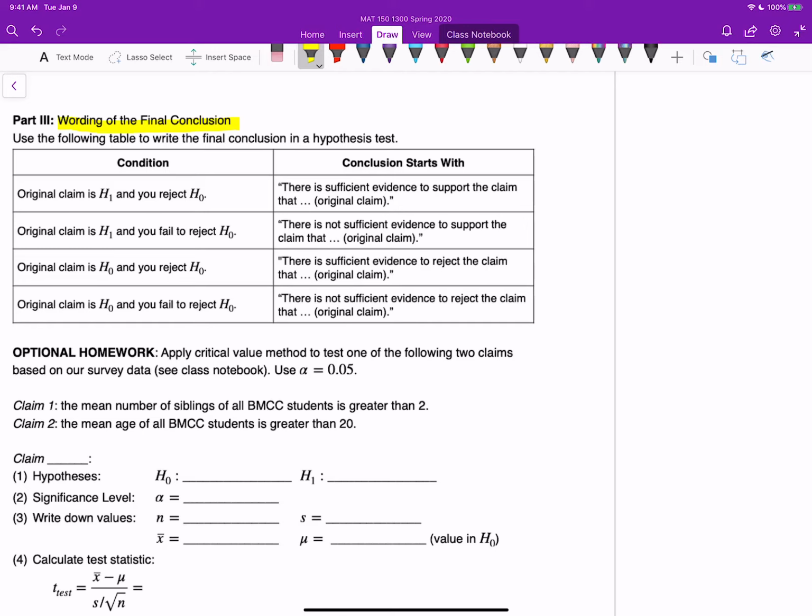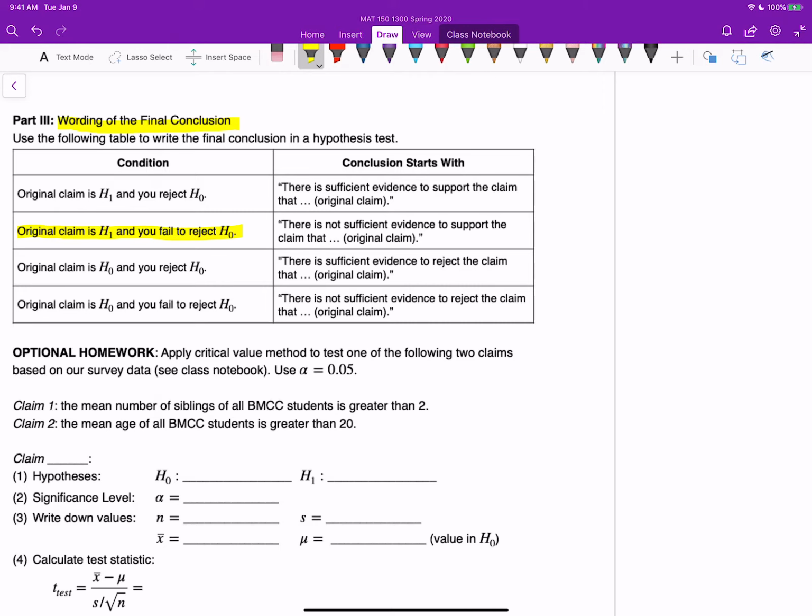That claim is H1. So if you remember, that claim is H1. It's the alternative hypothesis. And we fail to reject H0. So the condition that we satisfy is the second condition in the table. The original claim saying that commute time is greater than 45 is our alternative hypothesis H1, and we fail to reject the null hypothesis H0.